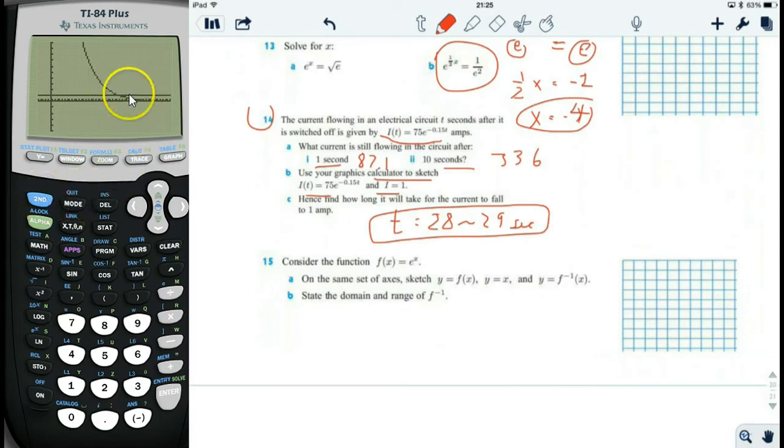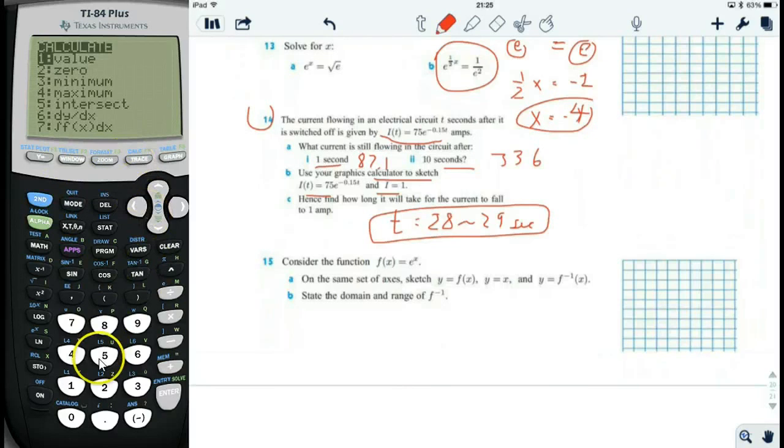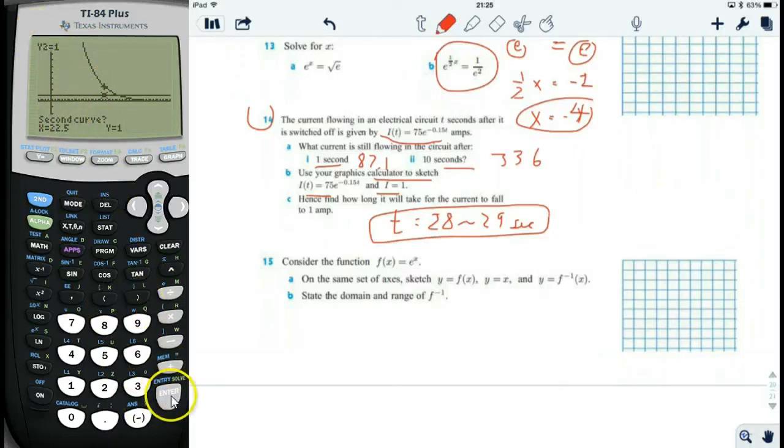So to find the intersection between these two curves, well, one's not a curve, one's a straight line, we're going to use second calc intersect. And then we say the first curve is the e function. Yes, it is. Second curve is y equals 1. Yes, it is. And then we say, what is your guess? And it doesn't matter because there's only one intersection. Your guess just needs to be close to it.